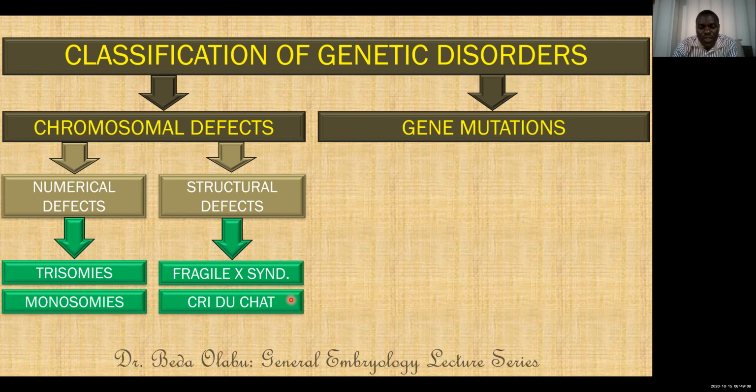You can also have what we call Cri-du-Chat. Cri-du-Chat means in English, cry like a cat. You can check on what it really entails. But those are due to abnormality of the structure of a chromosome, not number. The number of chromosomes is normal.